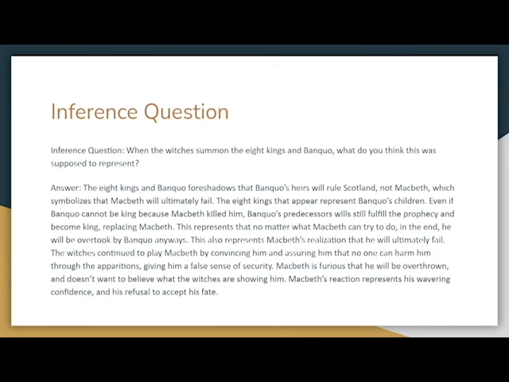The witches continue to play Macbeth by convincing him and ensuring him that no one can harm him through the apparitions, giving him a false sense of security. Macbeth is furious that he will be overthrown and doesn't want to believe what the witches are showing him. Macbeth's reaction represents his unwavering confidence and refusal to accept his fate.